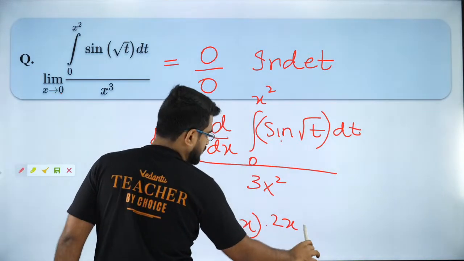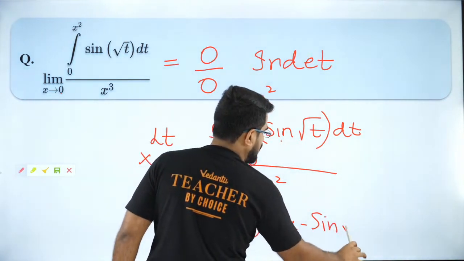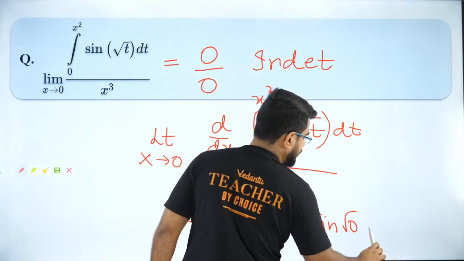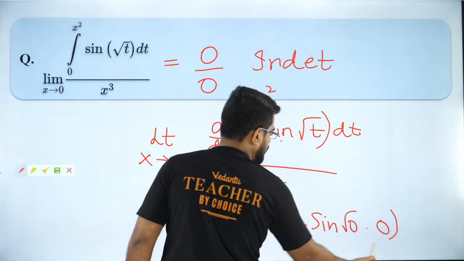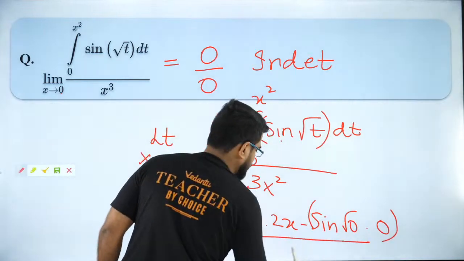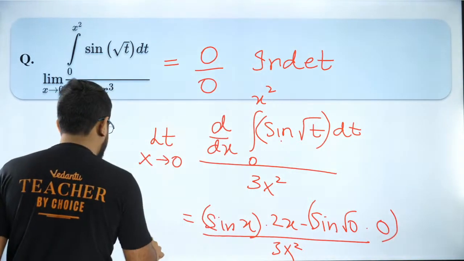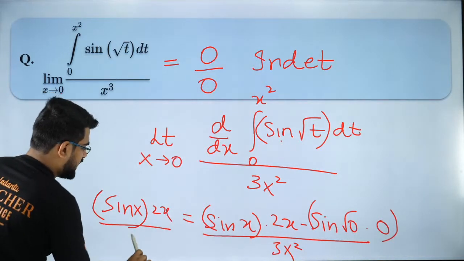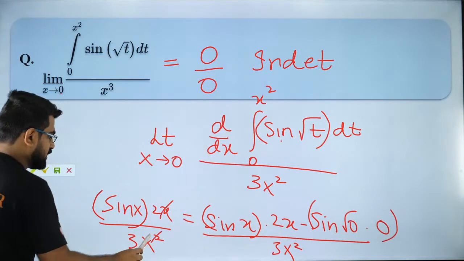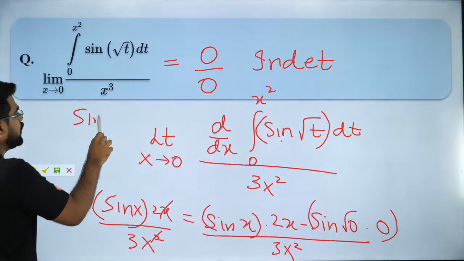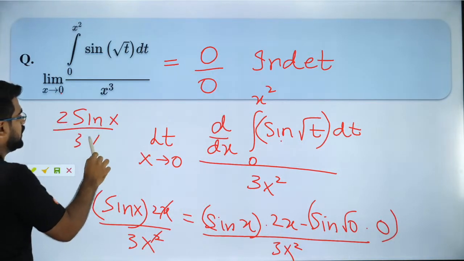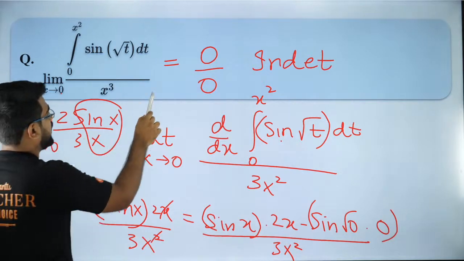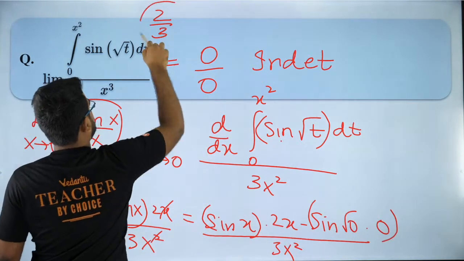So don't bother about it. So ideally it should be minus sine of root of 0 square, root of 0 into derivative of 0. Okay. So that is how you should do ideally, divided by 3x square. So what is the answer? It will be sine x into 2x by 3x square. So x and x will get cancelled. So you'll have sine x into 2 by 3x. So sine x by x, limit extending to 0 is 1. So the answer is 2 by 3, my dear. Okay, so 2 by 3 is the answer for this question.